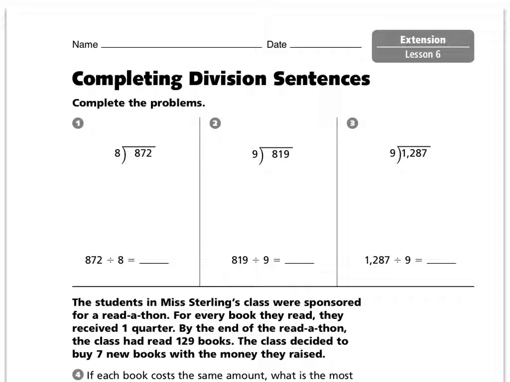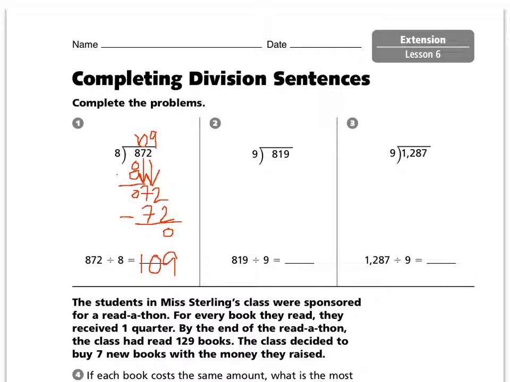8 goes into 8 one time. I know that's going to be 8. Subtract, I get 0. Bring down the 7. I know that 8 goes into 7 0 times, so I'm going to have to bring down the 2 now. 8 goes into 72 9 times. 72. Subtract and 0. So my answer is going to be 109.